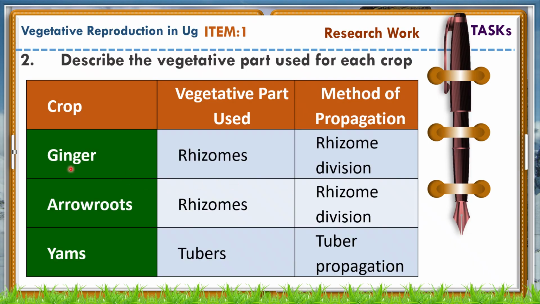Then we have ginger. For ginger, the vegetative parts are the rhizomes, and the method we call rhizome division. Arrowroots, we also use rhizomes, and still the method is rhizome division. When it comes to the yams, we use tubers, and the method of propagation is referred to as tuber propagation.